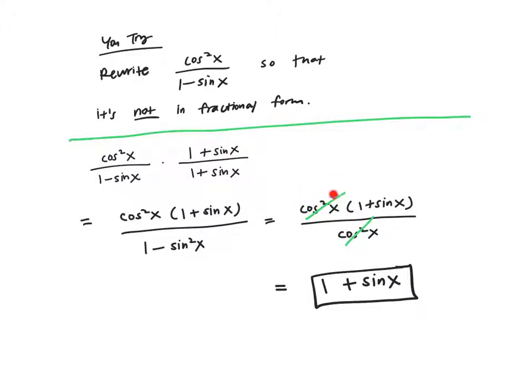And so now you're able to cancel out the cosine squared x since it's still in factored form. So if you didn't have it in factored form, then you would have had to factor again so that you can cancel out the cosine squared x's. Or you could have canceled out cosine squared x from each of those terms. And your final answer is 1 plus sine of x.